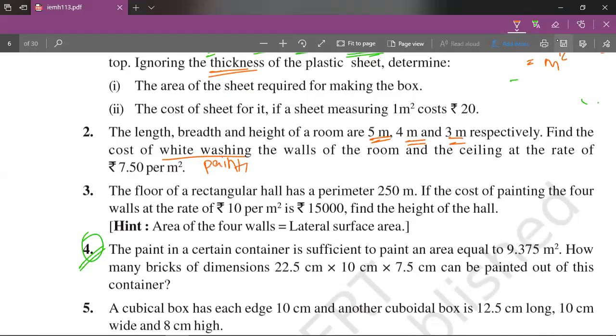So there's no fancy meaning for it, it's just simply painting the walls of the room and the ceiling at the rate of 7.5 per meter square. So the first clue that it gives us is that we have to find the area for it. As we have previously solved, we'll find the cost of whitewashing the walls of the room and the ceilings with the help of the unitary method.